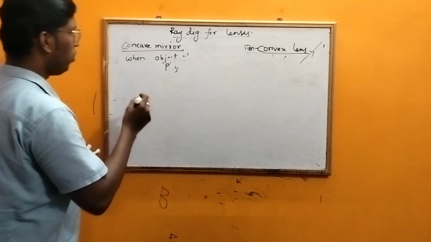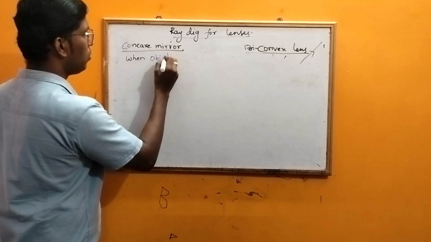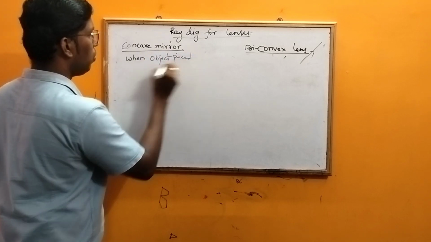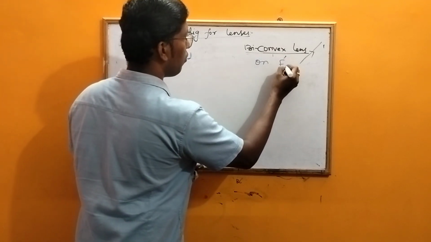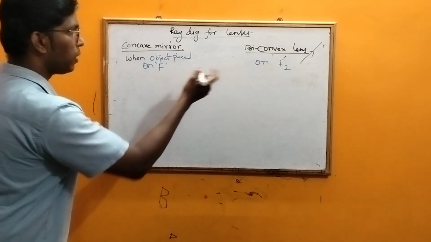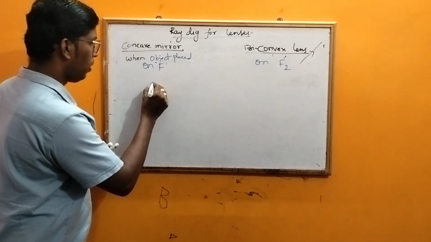Practice, you need to practice more. Second one, when the object is placed on F, and here on F1. Okay, when the object is placed on F1 in front of the convex lens, or in front of the concave mirror. Okay, so the ray diagram.